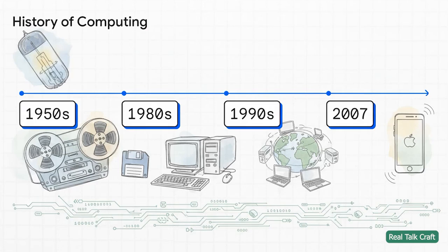Back in the 1950s, a single computer filled an entire massive room. Then you fast forward to the 1980s and they shrank enough to fit on our desks as personal computers. The 90s, of course, brought the internet, connecting all these machines across the globe. And then, 2007, the whole game changed with the first smartphone, which basically put a supercomputer right into all of our pockets. The pace of that change is just mind-blowing.